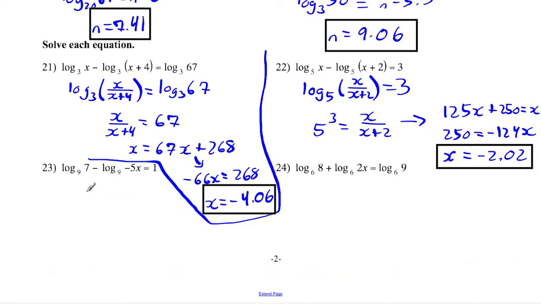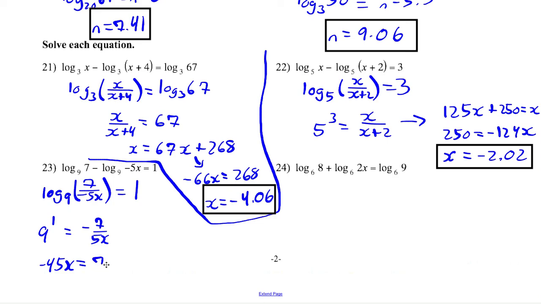Next up, combine the logs. So we get log base 9 of 7 over negative 5x is equal to 1. Rewrite this as an exponential, so this is 9 to the first is equal to negative 7 over 5x. So this is, I could say this is negative 45x is equal to 7. So x is equal to 7 divided by 45, or negative 7 divided by 45, which is negative 0.156.